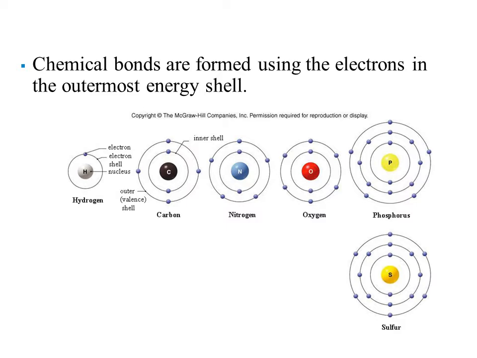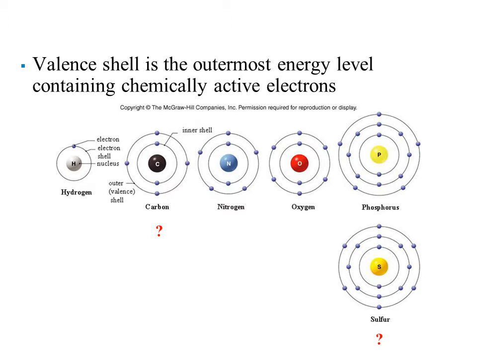We are going to go over all of those terms now. Valence shell is the outermost energy level containing chemically active electrons. So we'll first look at carbon. If you start from the nuclear core and count outwards, carbon has 2 shells. It has an inner shell and an outer shell. The outer shell is number 2. So in reference to the valence shell, the answer would be 2.